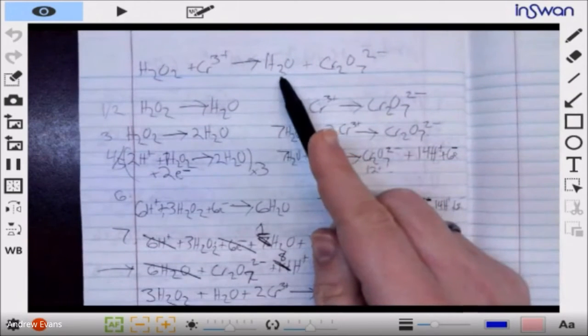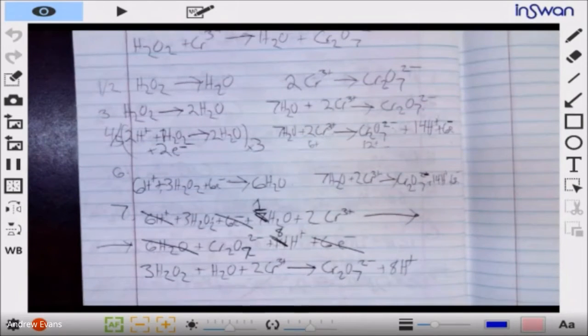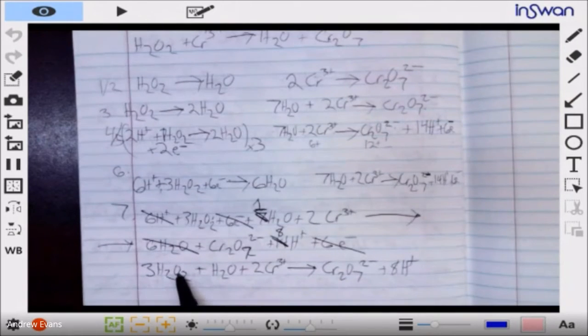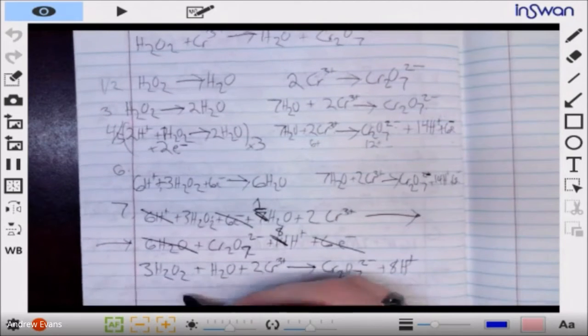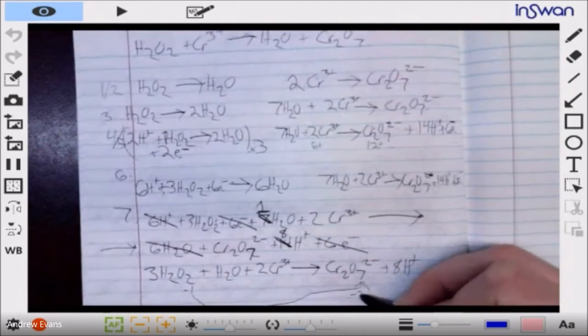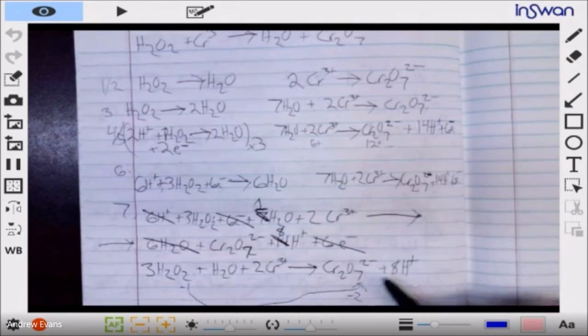How does this differ from my original starting equation? Starting equation had water as a product. Now suddenly water is a reactant. Where's our source of oxygen? This guy's going from -1 to -2, but where is it going? Where's that -2 oxygen going? It's going into the dichromate. That source of oxygen. This is going from -1 to -2. It's doing that 6 times, and that water is adding the additional oxygen to make it 7.